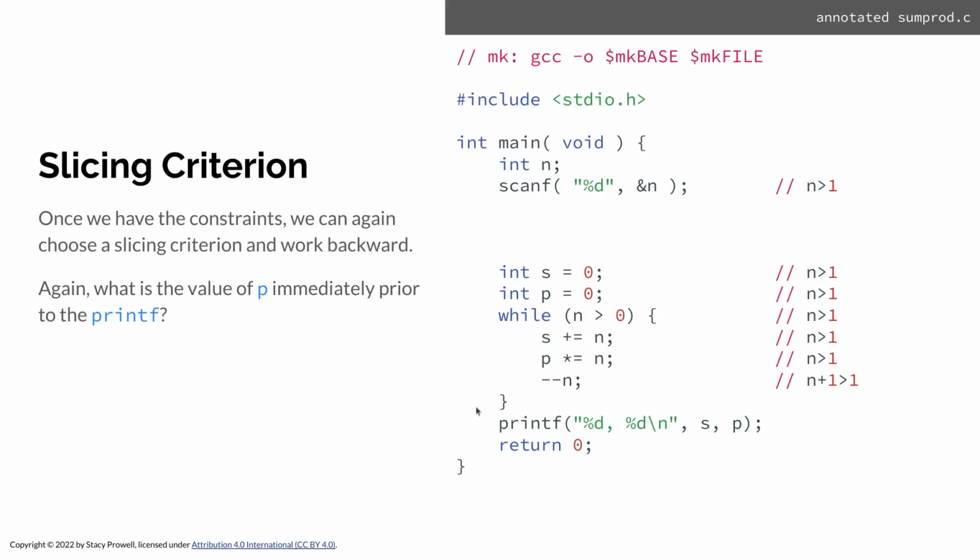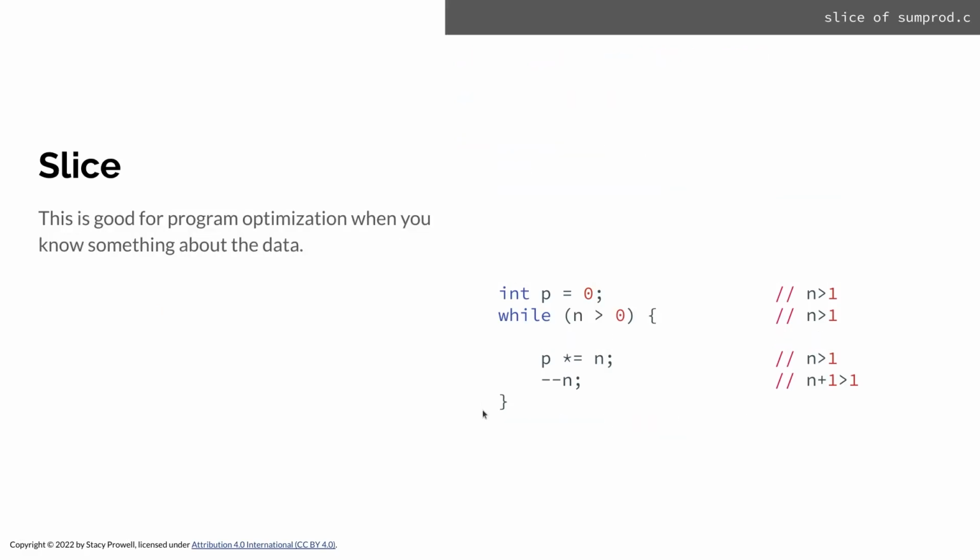I wanted the value of p immediately prior to the printf. When I slice, I wind up with this. And it's a little more than it was before, because I fuzzed up my constraint a little more. I have a little less information. But I do a little better than I may have done otherwise.